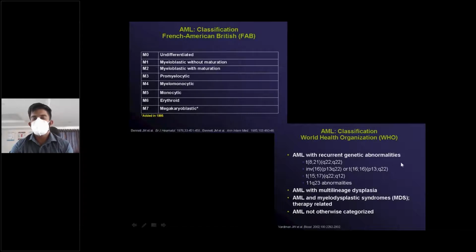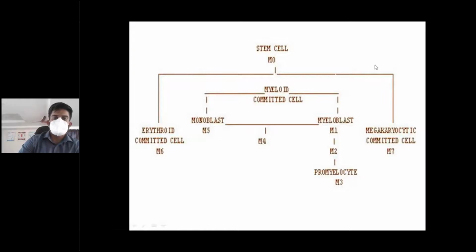AML with recurrent genetic abnormalities are translocation 8;21 (q22;q22), inversion 16 (p13;q22) or t(16;16) translocation (p13;q22), t(15;17) (q22;q12), and 11q23 abnormalities. So these are the recurrent abnormalities that you can commonly find in AML with those with genetic predisposition. So the ones who are at risk will have these types of translocations or inversions. So this is about the classification of AML, and this is the schematic diagram that we use to understand the classification.